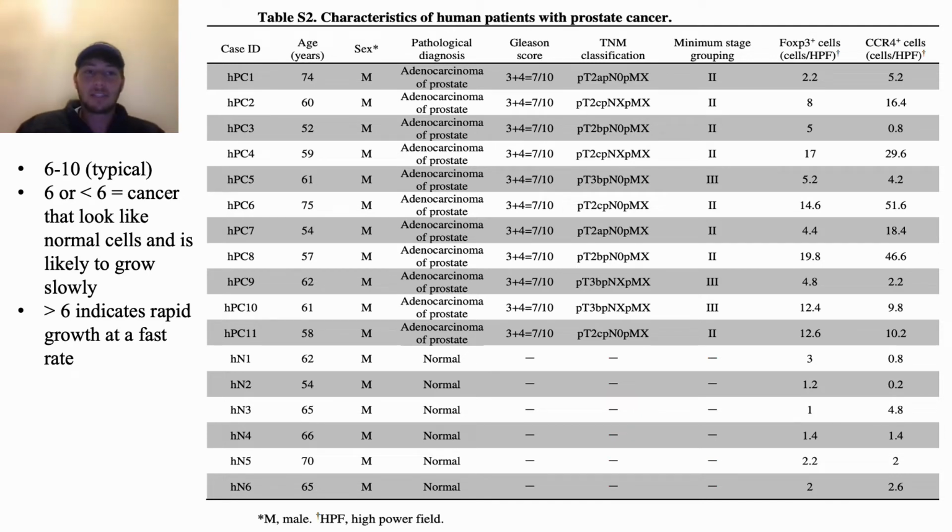Also, to get on with the Gleason score, this is a type of test that typically ranges from 6 to 10. And I'll get into the numbers in just a minute. A score of 6 or less out of 10 means that your cancer cells look like normal cells and are likely to grow very slowly. But if your number is above 6, it indicates that those cancer cells do not look like normal cells, and they have the possibility to grow very rapidly and at a very fast rate.